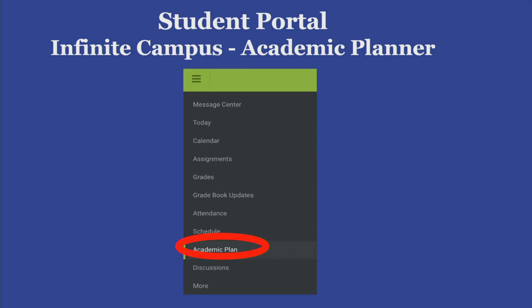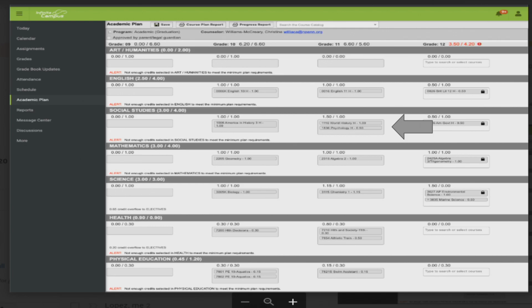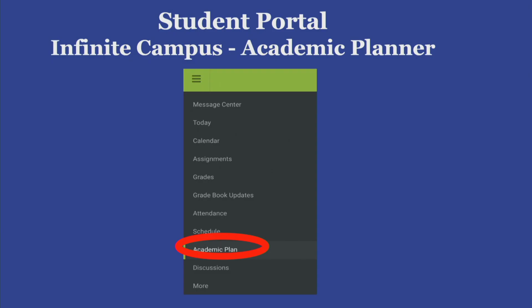Okay, good morning. So we're going to go ahead and look at your academic plan. Why don't you guys go ahead and pull out your Chromebooks? Once you do that, we're going to look at Infinite Campus. Right underneath where it says schedule, right before discussions, you'll see academic plan. That's what you're going to click on.